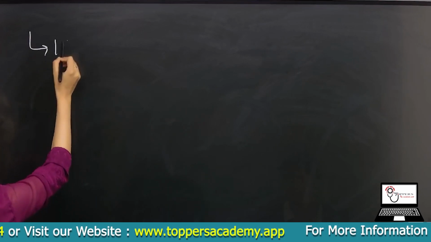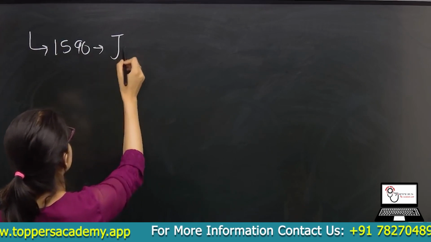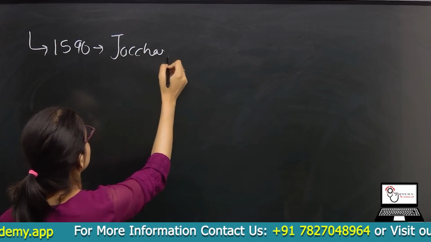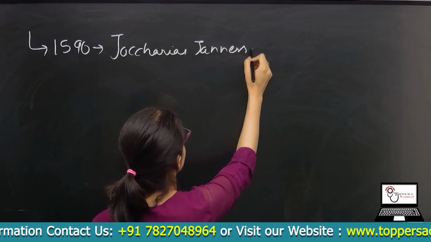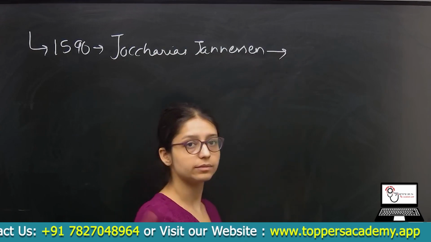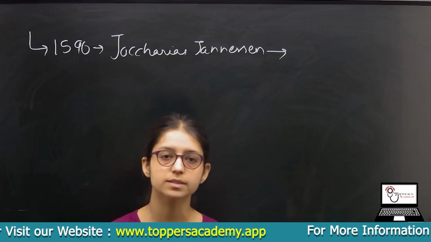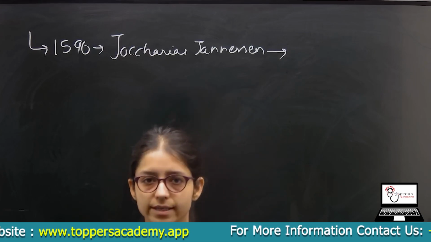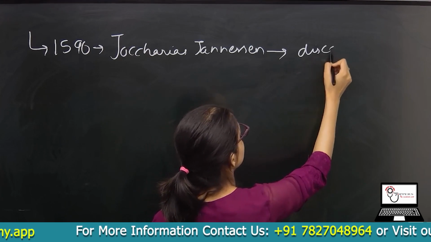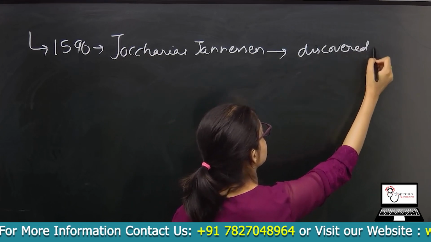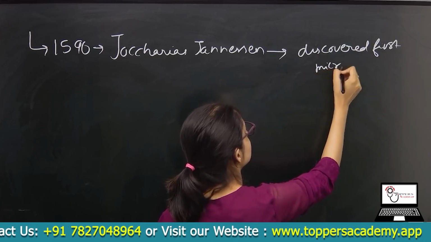The story started in 1590. The scientist Zacharias Janssen discovered the compound microscope, but he did not observe the cell, only used it to observe small things. He discovered the first microscope.